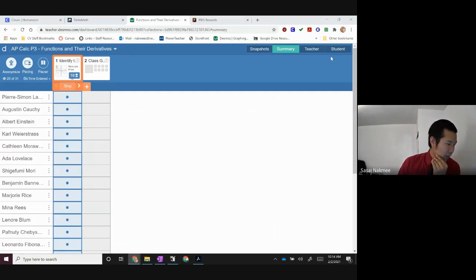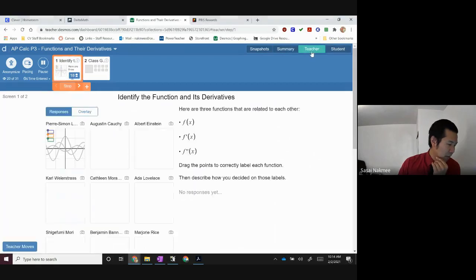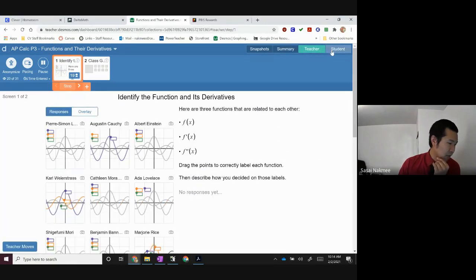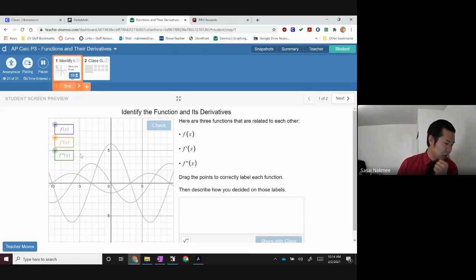And then let's take a look at this problem, okay? So you have 3 functions here that are related to each other: the original function, the first derivative, and the second derivative. Our job is to figure out which is which. So you see the little dot right here? Don't click on the box. The box does nothing. But if you click on the little dot, you can move it to say which one is the original function, which one is the derivative, by moving the dot and putting it on top of the said function.